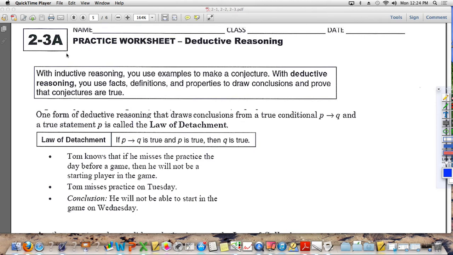All right, so in front of you, 2-3A, we're going to move on to deductive reasoning. First of all, it starts off by saying with inductive reasoning, you use examples to make a conjecture. With deductive reasoning, you have to use facts, definitions, properties to draw conclusions and prove that conjectures are true.